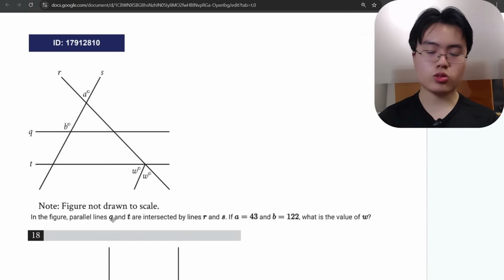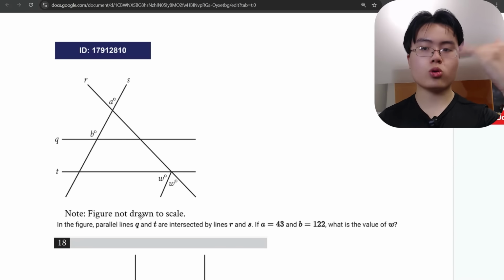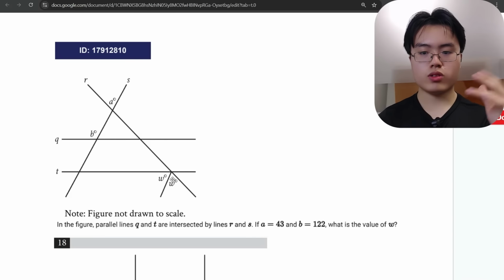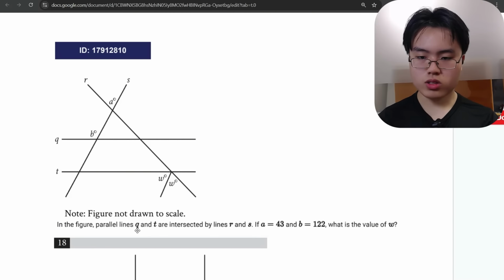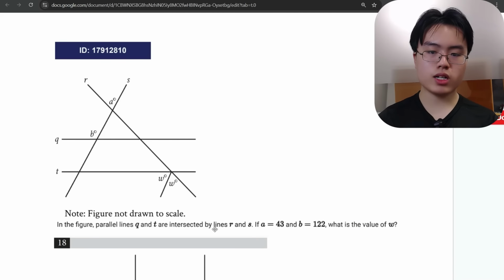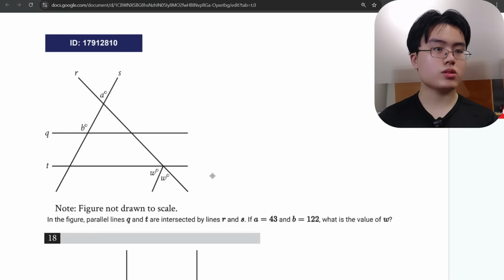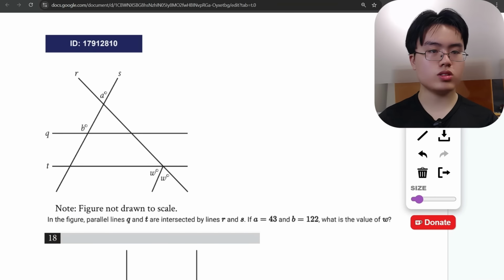Okay, parallel lines. So it tells us the parallel lines. Immediately you should be thinking, oh, corresponding, alternate interior angles. Right, basically just corresponding angles. Okay, you can use that. Q and T are intersected by lines R and S. Okay, got it. If A equals 43, wait, let me get my annotation thing.